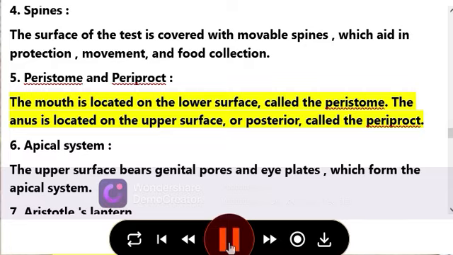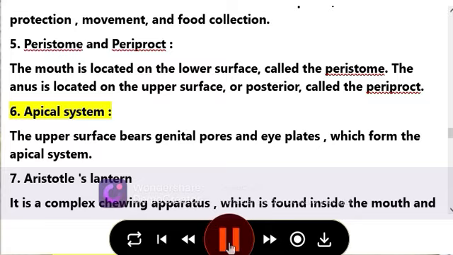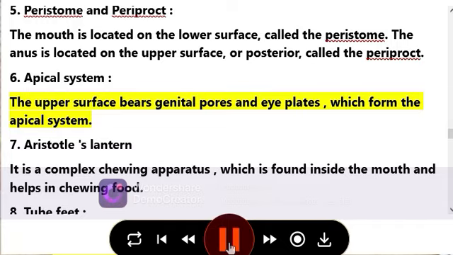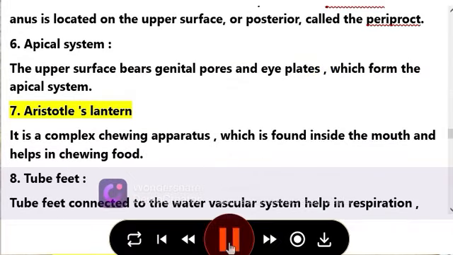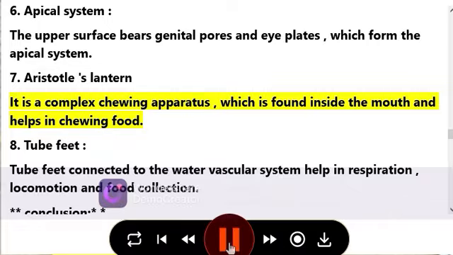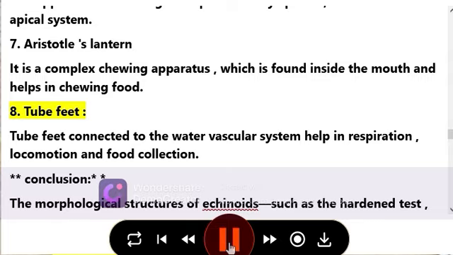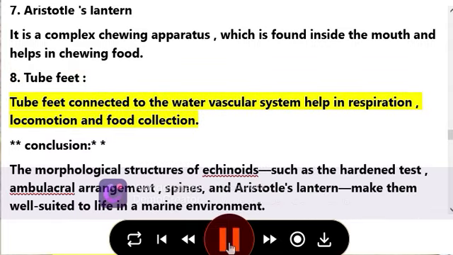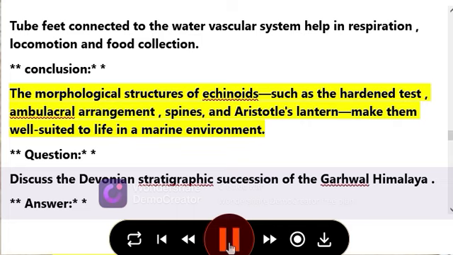5. Peristome and periproct. The mouth is located on the lower surface, called the peristome. The anus is located on the upper surface, or posterior, called the periproct. 6. Apical system. The upper surface bears genital pores and eye plates, which form the apical system. 7. Aristotle's lantern. It is a complex chewing apparatus which is found inside the mouth and helps in chewing food. 8. Tube feet. Tube feet connected to the water vascular system help in respiration, locomotion, and food collection.